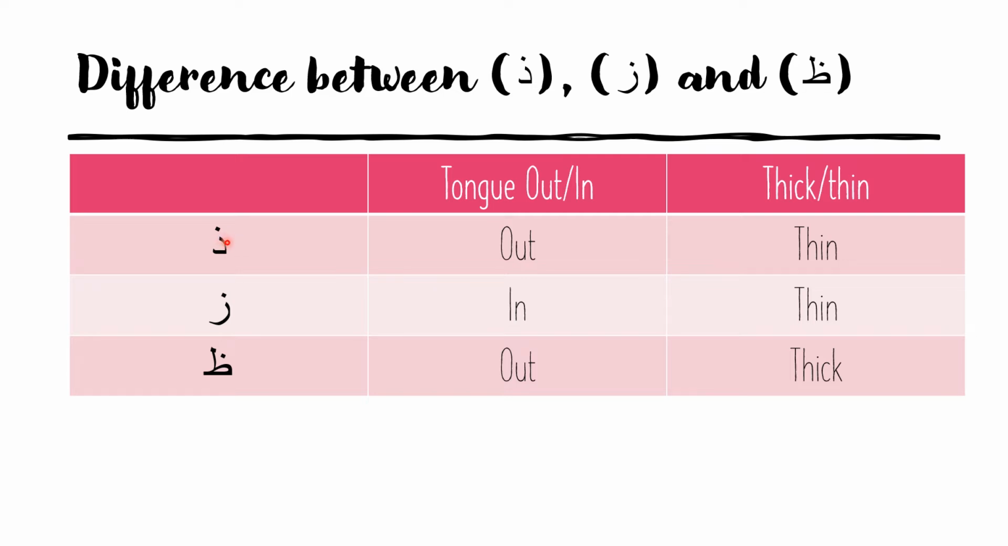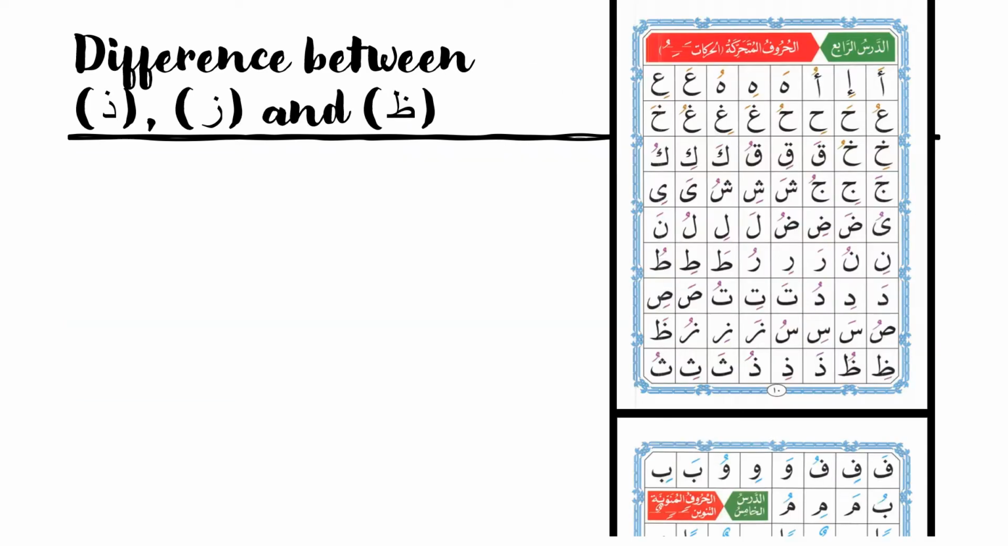So the only difference between dal and za is the tongue. This is tongue out, this is tongue in. The only difference between dal and va is the thickness. This is thin and this is thick. And of course, the za and the va are completely different, because this is tongue in and thin, this is tongue out and thick.